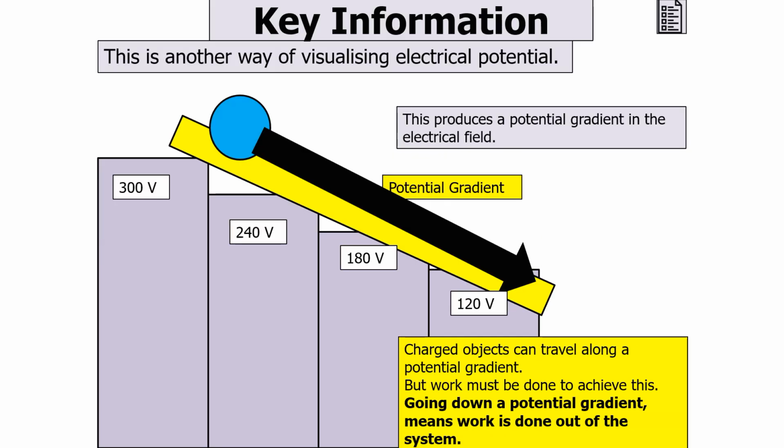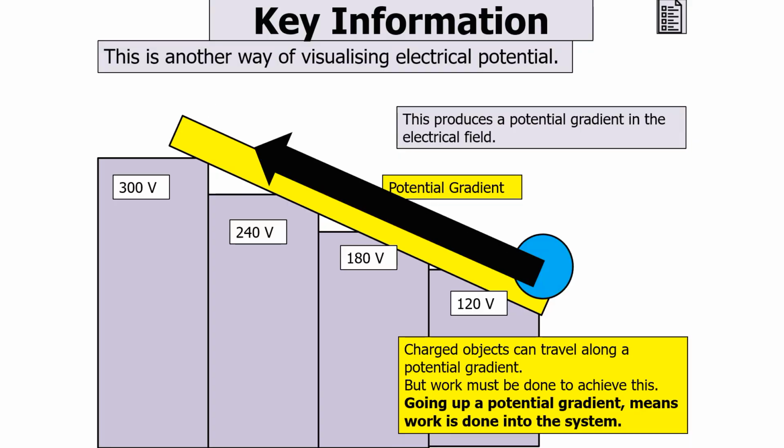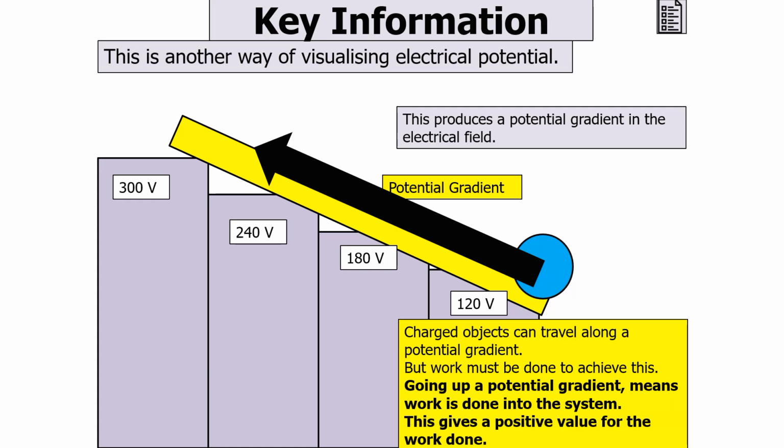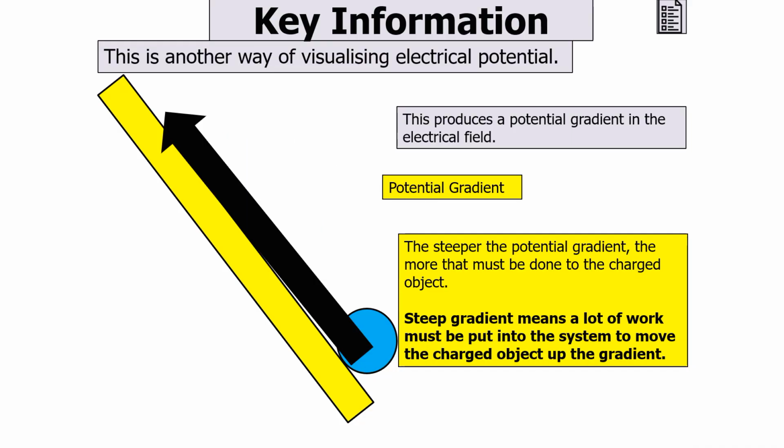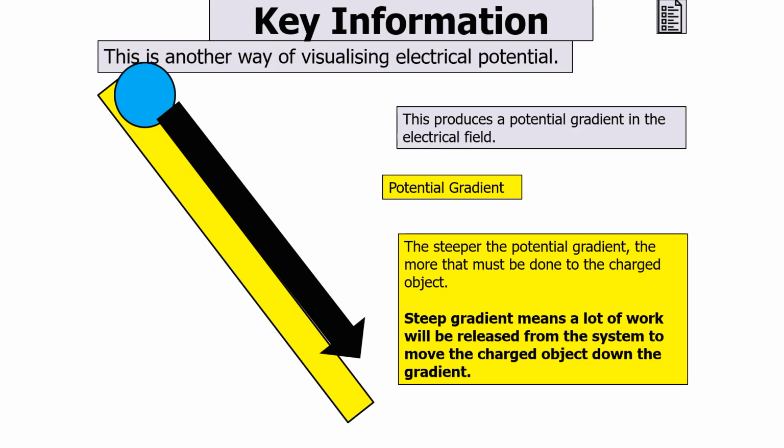Now, going down a potential gradient, work is done out of the system, while going up the potential gradient, work is done into the system. So in this case, we have a positive value for work done. This is when there's repulsion between the charges and we have positive work. The steeper the potential gradient, the more work that must be done to that charged object. So a steep gradient means that a lot of work must be put into the system to move the charged object up the gradient. It also means that a steep gradient can have a lot of work being released from the system to move a charged object down the gradient.